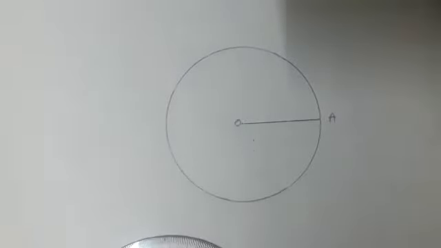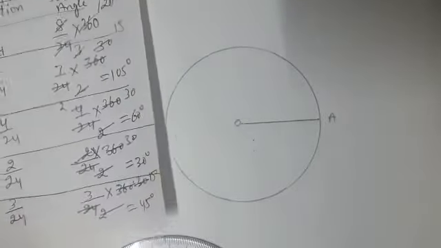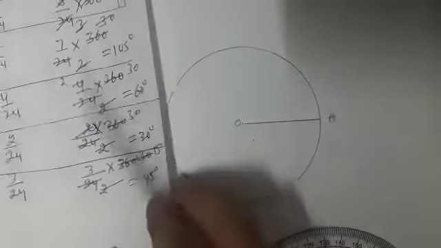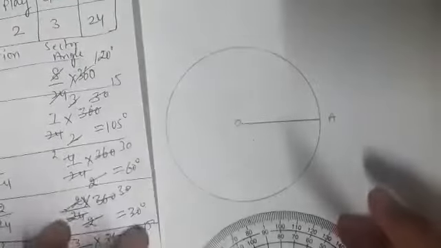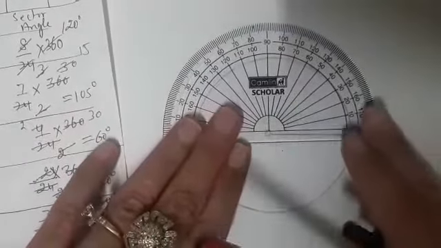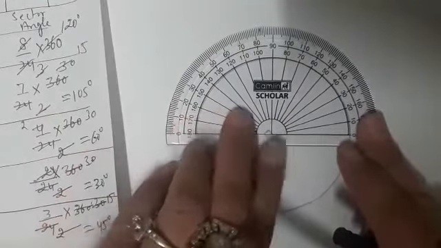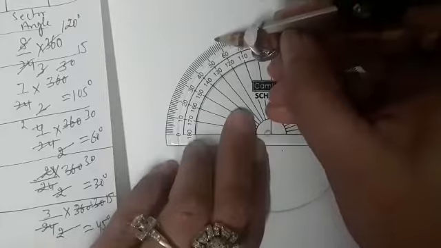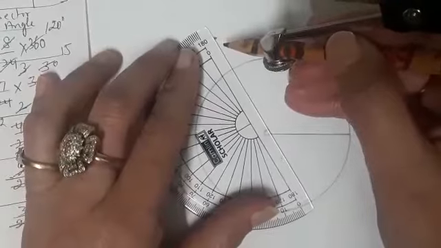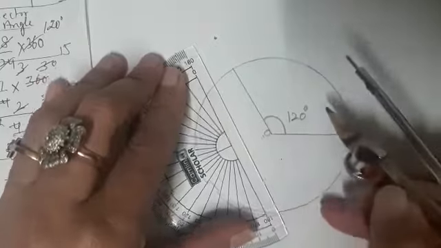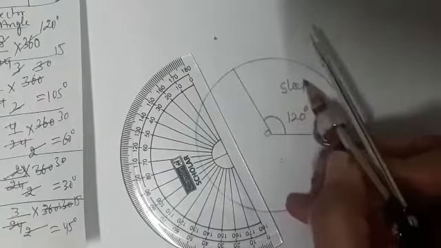Now the first sector angle, we will be using these values. The first sector angle is 120 degrees. So see how we are going to do this. I am starting from here with the protractor. We can easily make an angle of 120 degrees. And then you see that this is the first sector representing 120 degrees, and this is representing sleep.